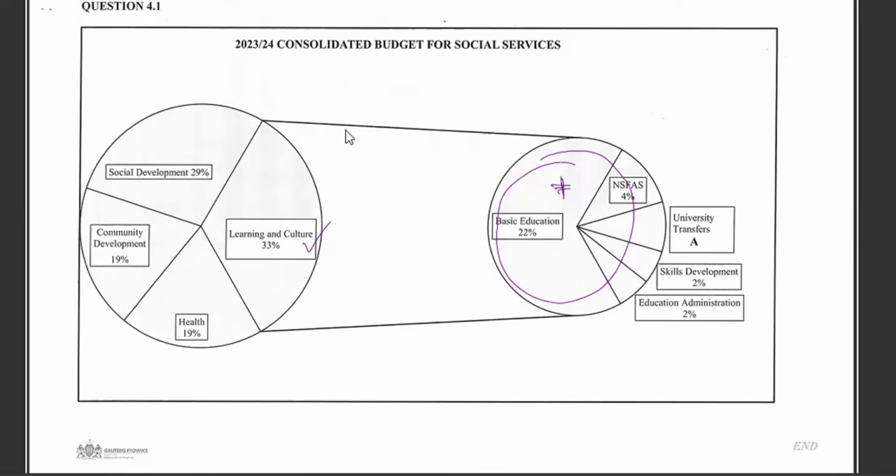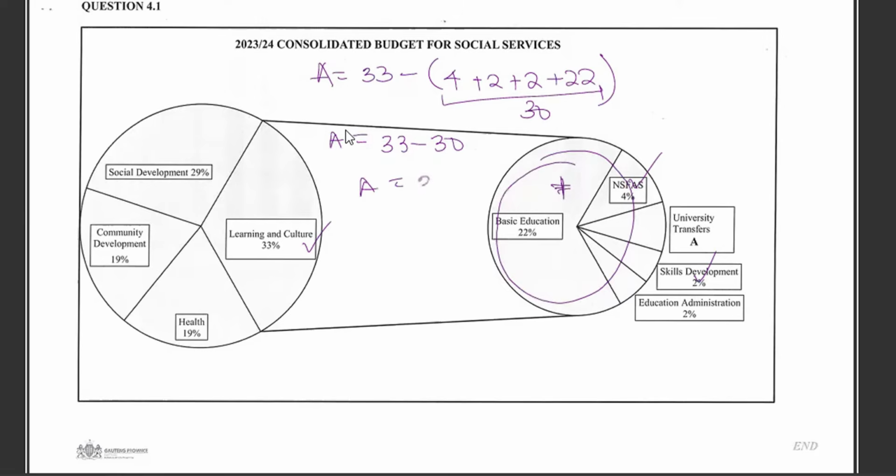So what are we going to do? We shall say 33 minus 4, which is for the NSFAS, minus the 2, minus another 2, minus 22. I'm looking at this. You have 30. So 33 minus 30. I'm looking for the value of A. So my A becomes what? 3.